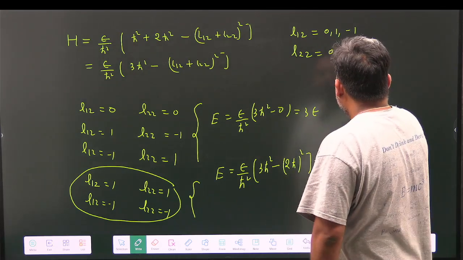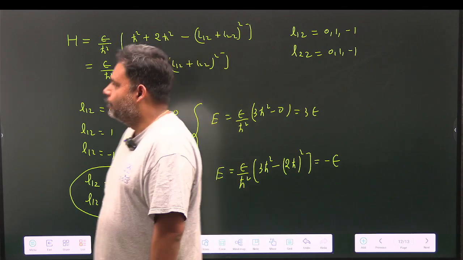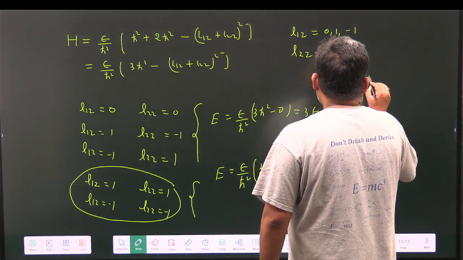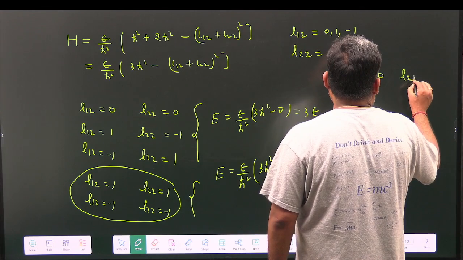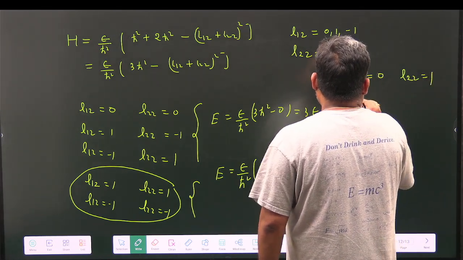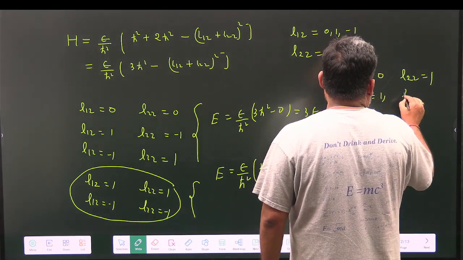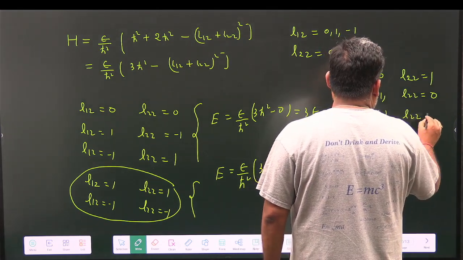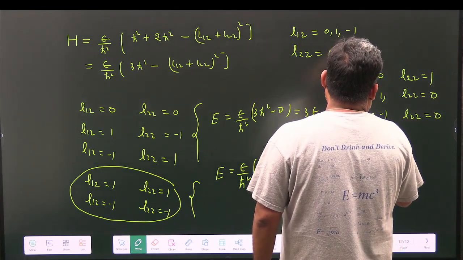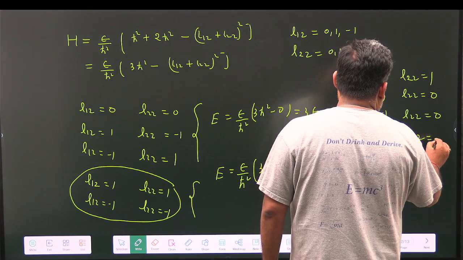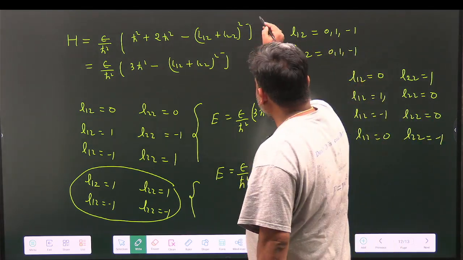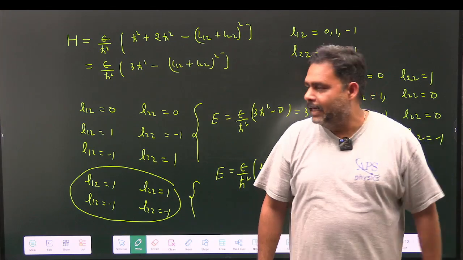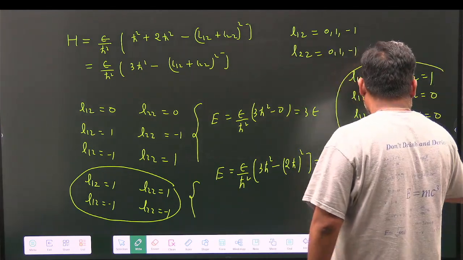This is very interesting. Now let us go for the last part, the remaining parts. What are the remaining parts? L1Z equal to 0, L2Z equal to 1; L1Z equal to 1, L2Z equal to 0; L1Z equal to minus 1, L2Z equal to 0; L1Z equal to 0, L2Z equal to minus 1. For these values, this is a square term, so you will get the same energy eigenvalue for all these numbers.